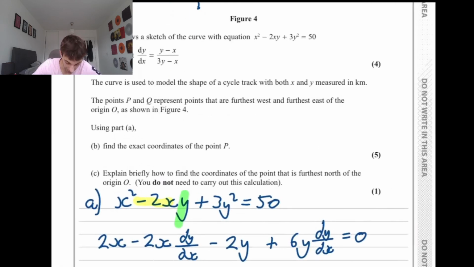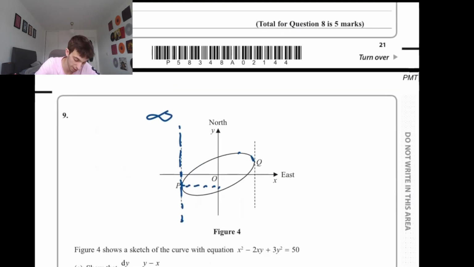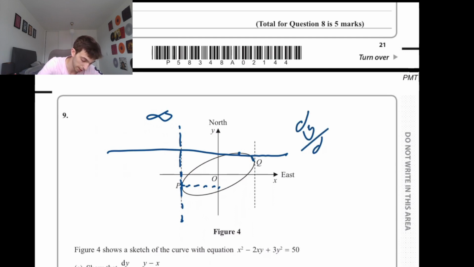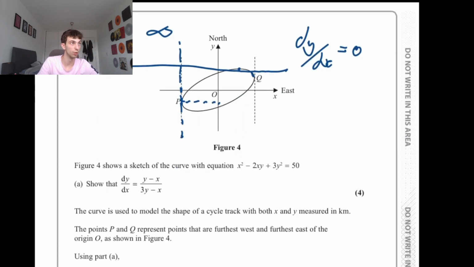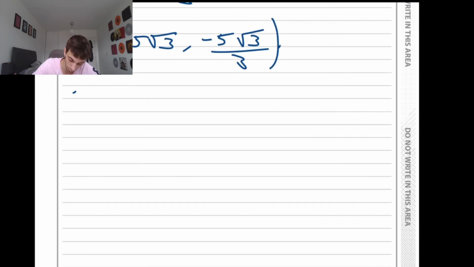Part C, what do they want? Explain briefly how you would find the coordinates of the point that is furthest north of the origin O. So furthest north, in this case, we would have dy/dx equals 0. Therefore, the numerator would be equal to 0. So y minus x equals 0. We just have to explain it, we don't have to go through the whole thing.